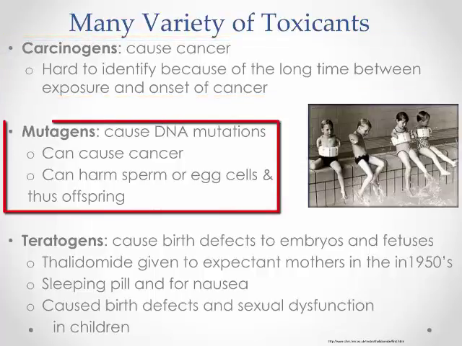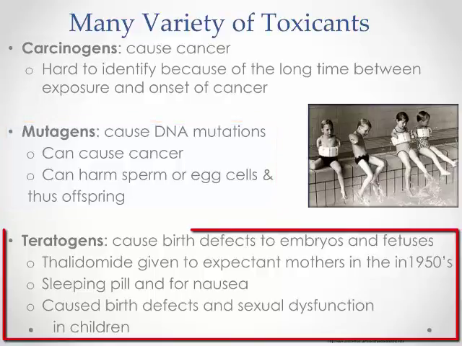The second are mutagens, which are compounds that cause DNA mutations. These mutations can lead to cancer or they can harm sperm or egg cells and therefore offspring. The third are teratogens, which are compounds that cause birth defects to embryos and fetuses.